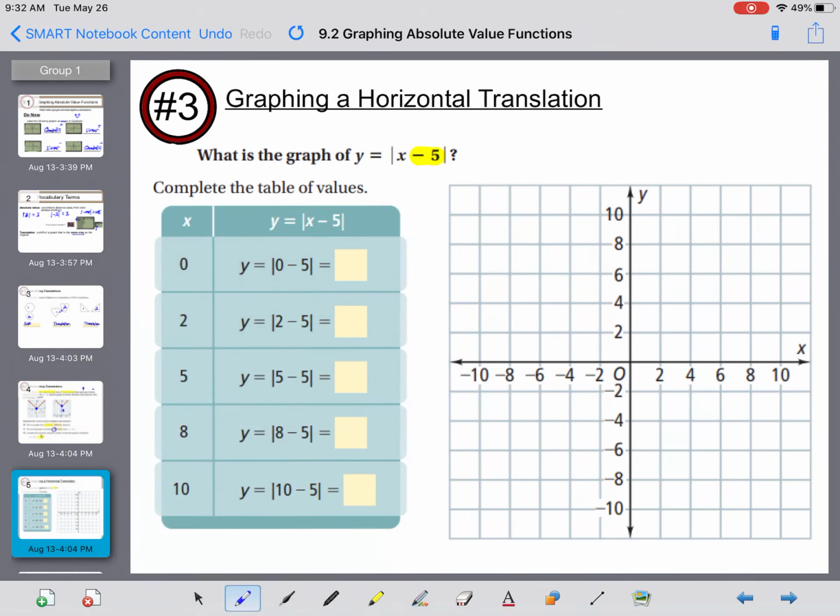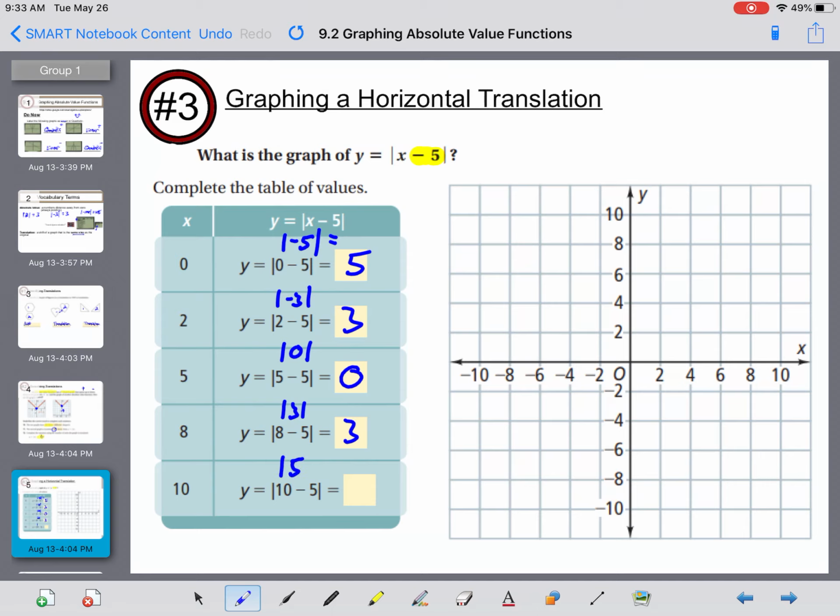Now we're going to look at if the constant is on the inside of your absolute value function, like this minus 5. So all we need to do is a little math. 0 minus 5 is negative 5. So this is really the absolute value of negative 5, which is 5 spaces away from 0, so that answer is 5. Then you have the absolute value of 2 minus 5, which is really the absolute value of negative 3, which is 3 spaces away from 0. 5 minus 5 is 0, and the absolute value of 0 is 0.